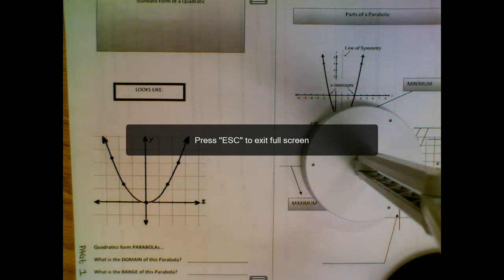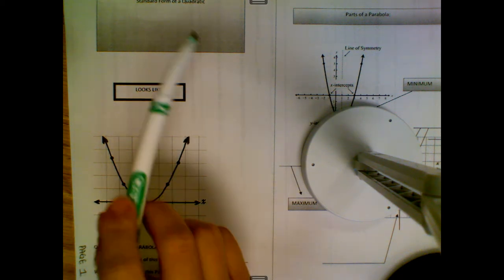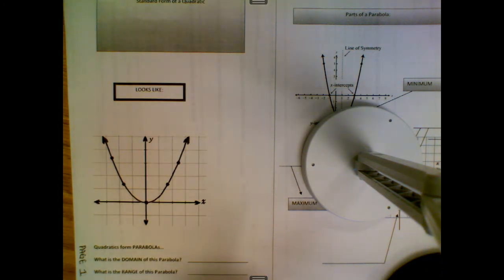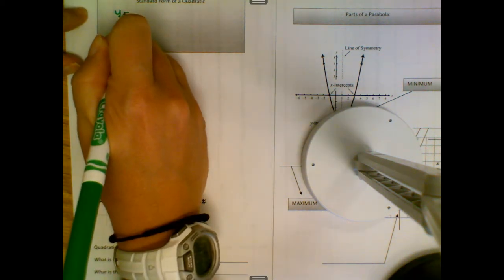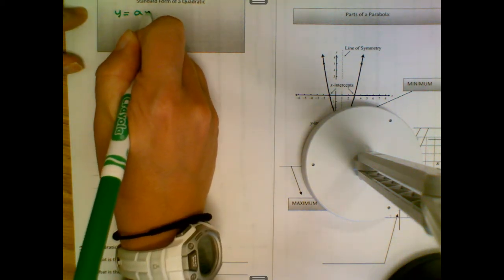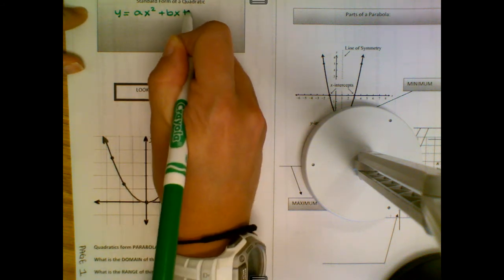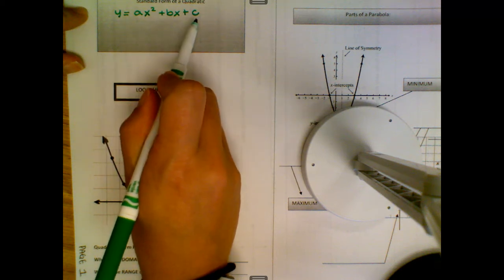Okay, so we are going to start our quadratics unit with a little intro and some pictures. The first thing I want to note is the standard form of a quadratic. We talked about this during factoring, but I want to reiterate: a standard form of a quadratic is y equals ax squared plus bx plus c, where a, b, and c are all normally replaced by numbers.